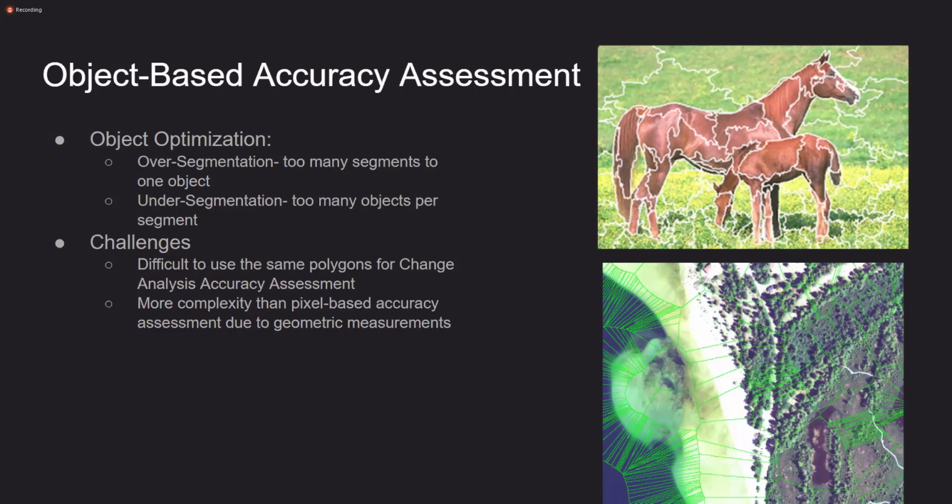You could do that in a couple of different ways. You could go through and completely resegment everything. You might go through and subset the image and only resegment the parts that are over or under segmented.